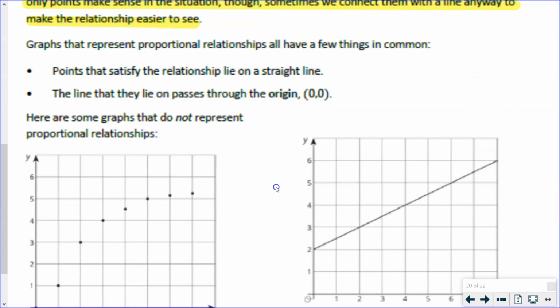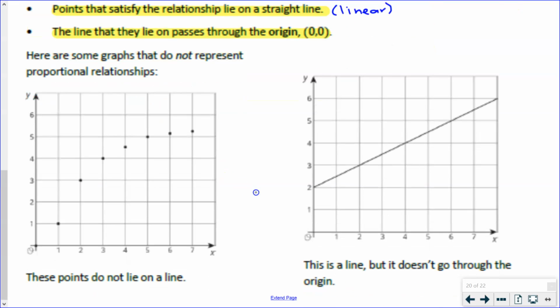Here's the biggest takeaway. Graphs that represent proportional relationships all have a few things in common. Specifically, points that satisfy the relationship lie on a straight line. Remember that word? Linear. And the line that they lie on will pass through the origin. That's the point (0, 0).